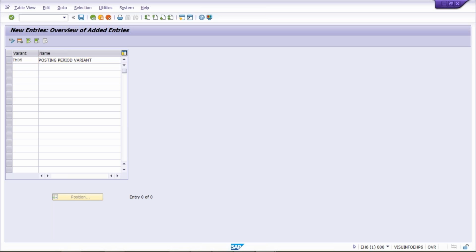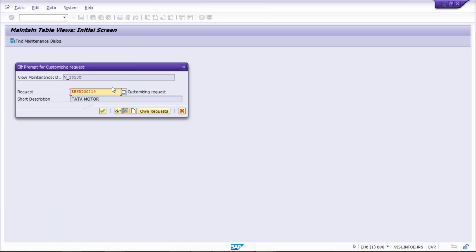Look, your system has accepted. Why? Because it will be easy to remember. If you use the same code, it will be easy for you to remember what your posting period variant is. So your company code is TM05. Keep the posting period variant also TM05 itself. Just save it, Control S. Look here, the transport request is appearing. Don't do anything, simply press enter.